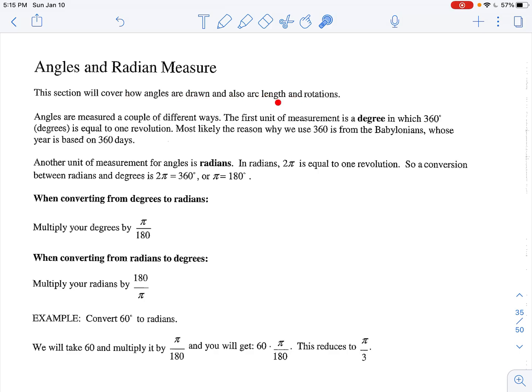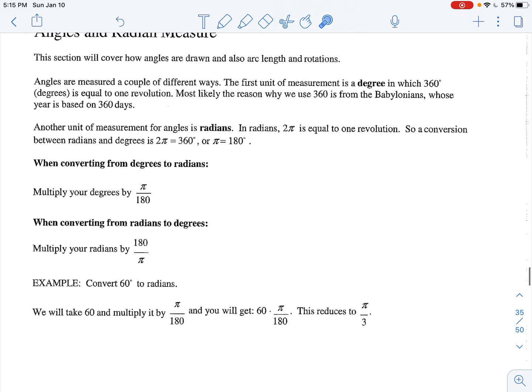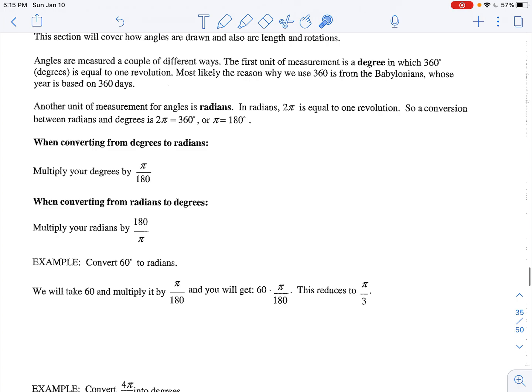Angles and radian measure. This section will cover how angles are drawn and also arc length and rotations. Angles are measured a couple of different ways. The first unit of measure is a degree, which is 360. It equals 1 revolution, one time around a circle. Most likely the reason we use 360 is from the Babylonians, whose year is based on 360 days.